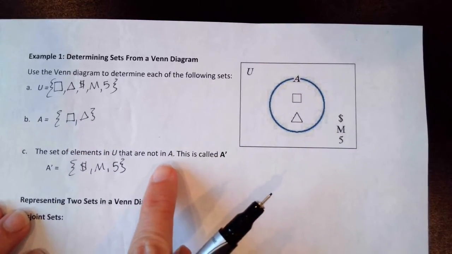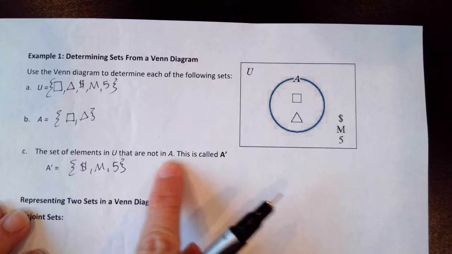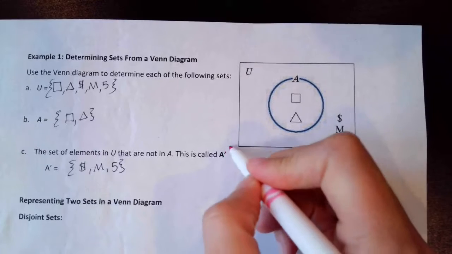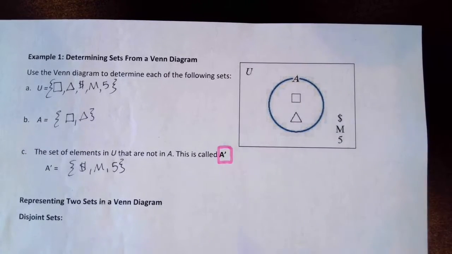So if I'm talking about things that are not in A, it has a special name right here. This A with the apostrophe on it means elements that are not in A.